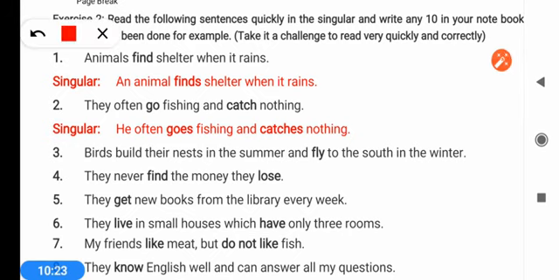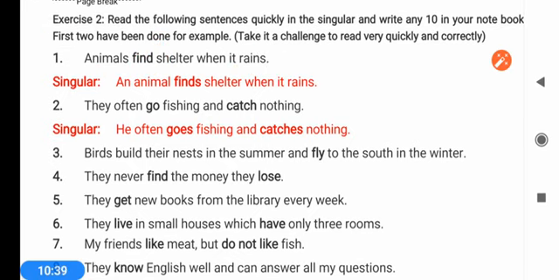So here you can see one subject is animals and one is it. Find is the verb and rains is the verb. Animals is plural, that's why the verb is plural. Here it is singular, so the verb is singular with s. The singular of animals will be an animal, so s will be added because singular is there. An animal finds shelter when it rains.